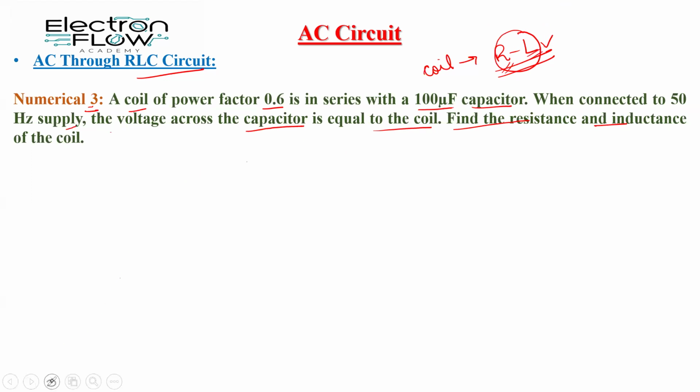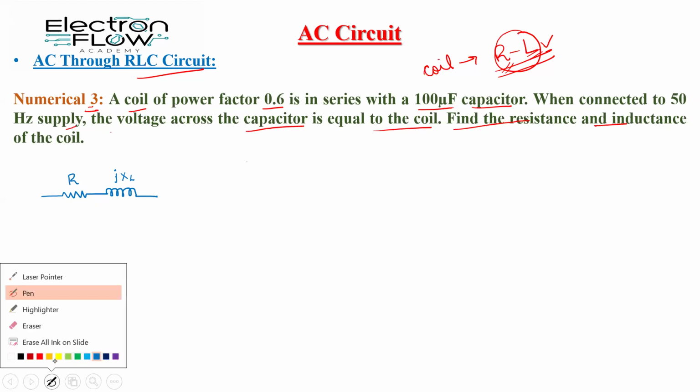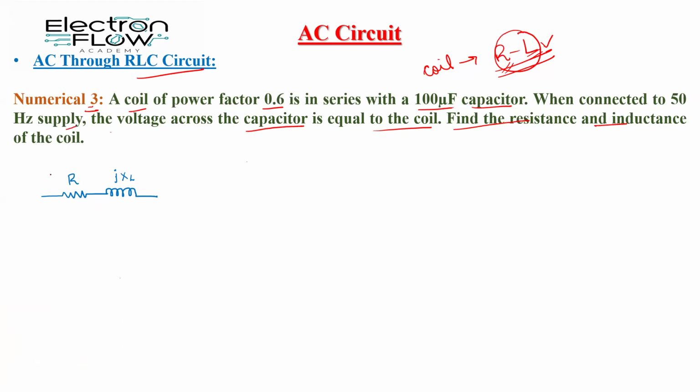So let's draw the circuit of the given question. The circuit will look like this. This is our resistance and this is the inductance. I am denoting resistance as capital R and inductance as jXL. This area is our coil. If I highlight this area, this is the coil.